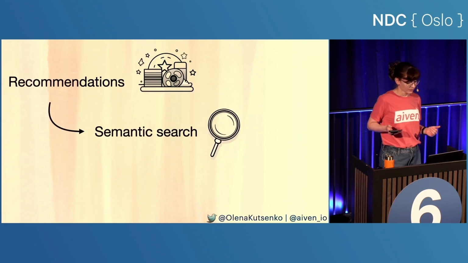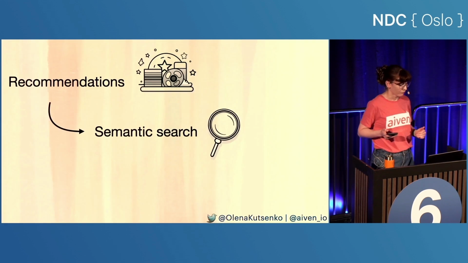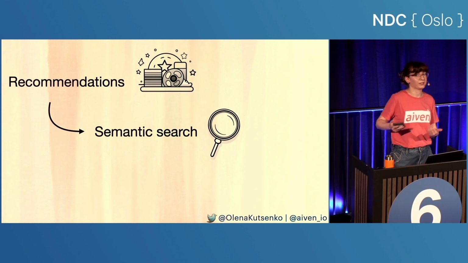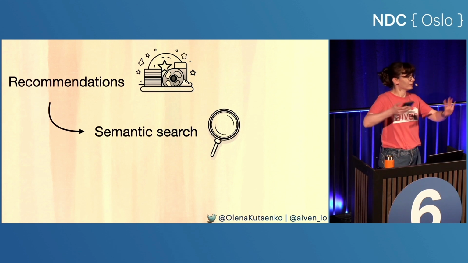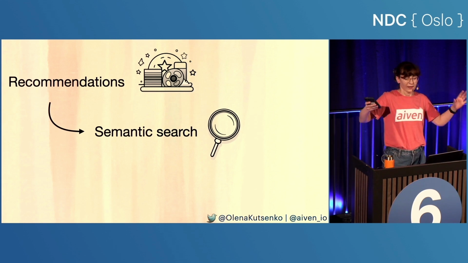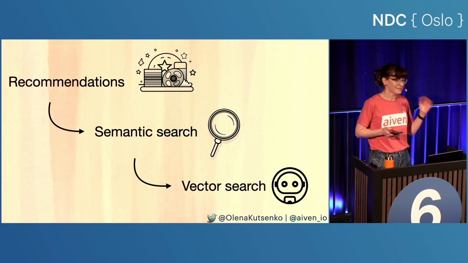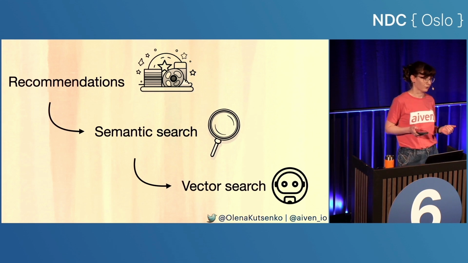So this is where we're using it for recommendation and semantic search. Semantic search in turn can also be implemented quite differently. I know that, for example, Google uses graph databases, and you can do it in very different ways. The easiest one nowadays is vector search.